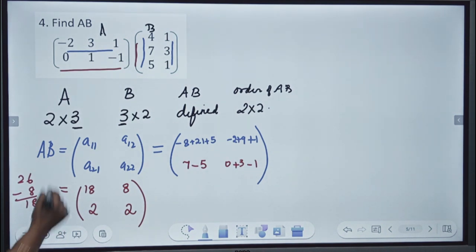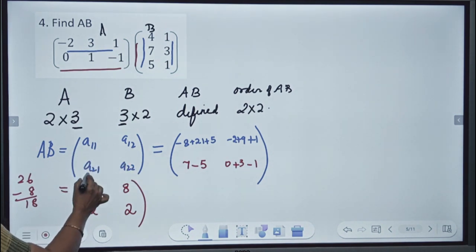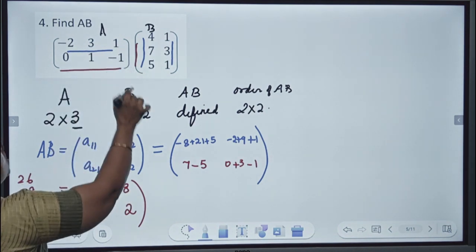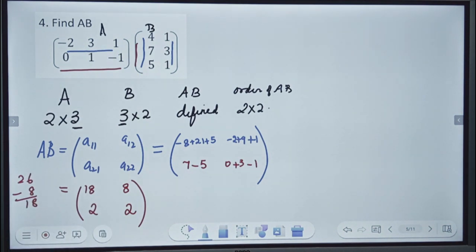2 by 2. A11, A12, A21, A22. A11 is first row, first column. So minus 8 plus 21 plus 5. First row, second column, minus 2 plus 9 plus 1. Second row, first column, 0 plus 7 minus 5. Second row, second column, 0, 3 minus 1. So this is the product AB.